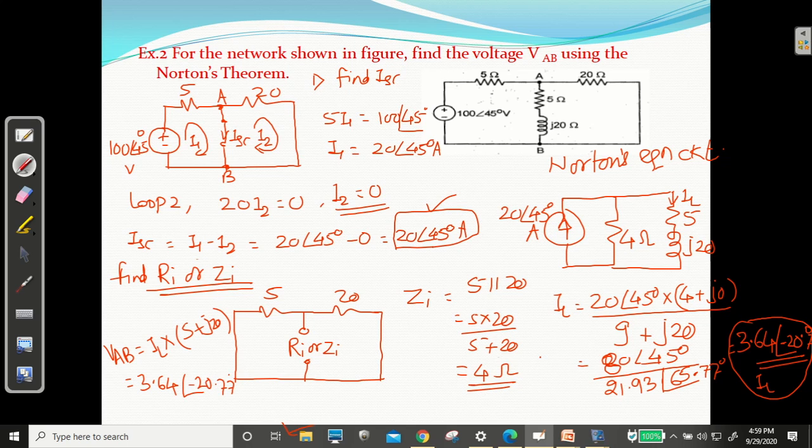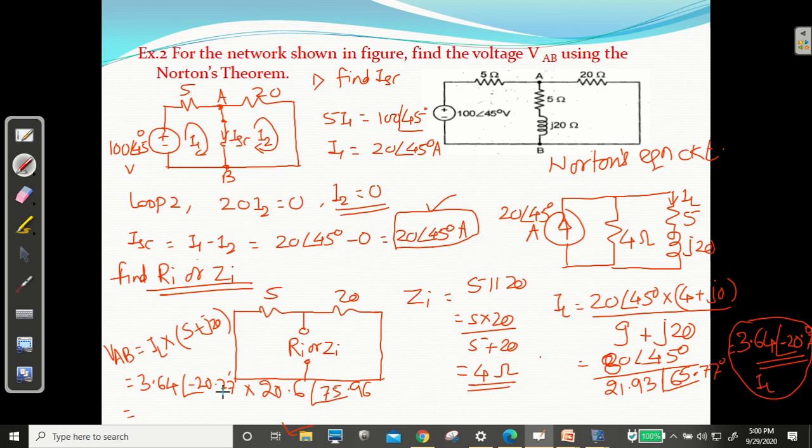Okay, into 5 plus J20. Convert it into polar form: shift, rectangular to polar, 5 comma 20, equal to, I am getting 20.6 of the angle 75.96. So this is the answer.